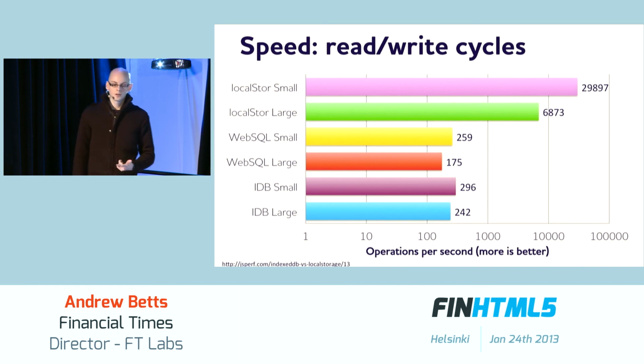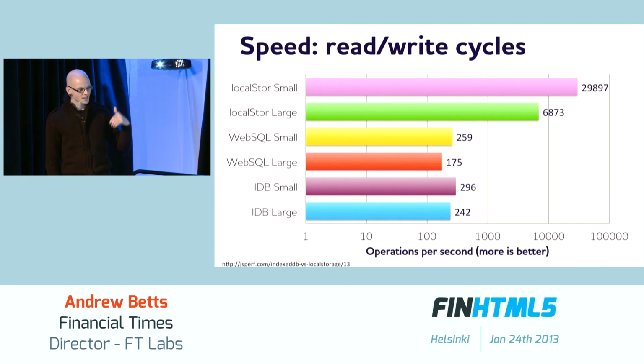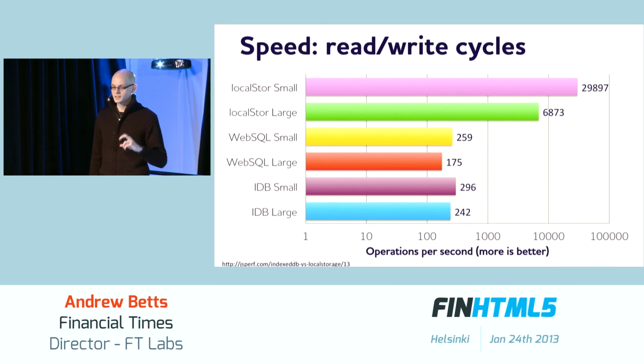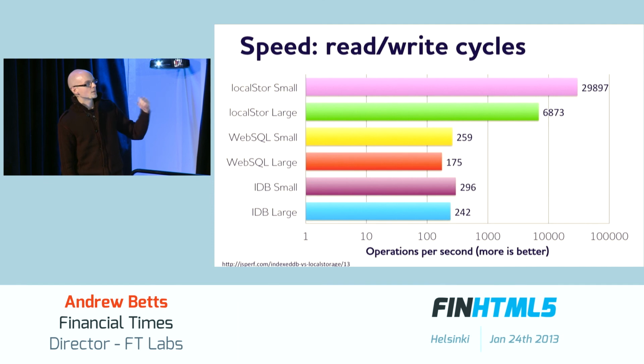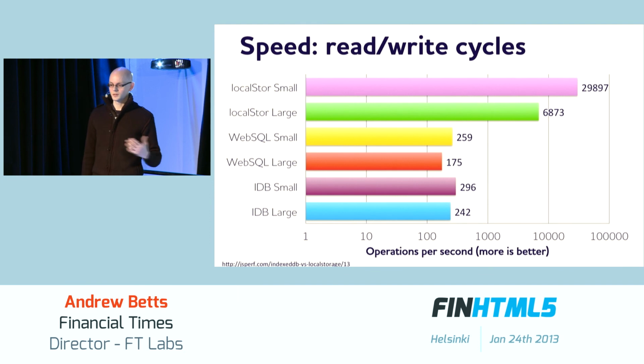And that isn't true. So here's a JS perf test that I set up, testing reading and writing the word test to each of these data stores. And I could do that 30,000 times a second in local storage and 300 times a second in IndexedDB. So even if the kind of data I want to store would be most appropriately stored in IndexedDB, I'm going to store it in local storage anyway, because it will make my application faster.